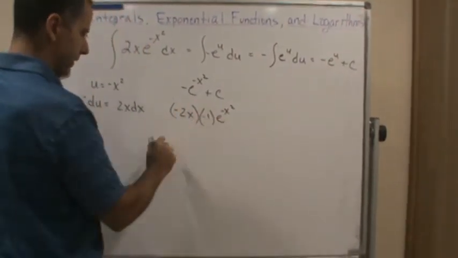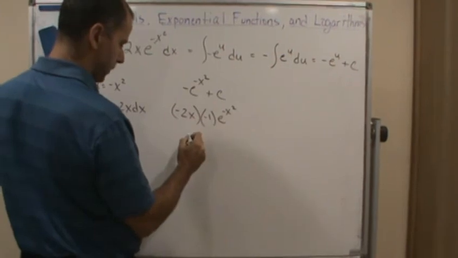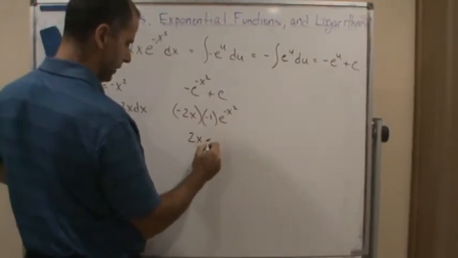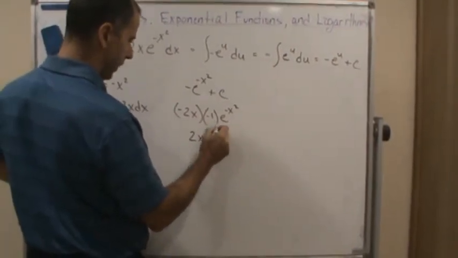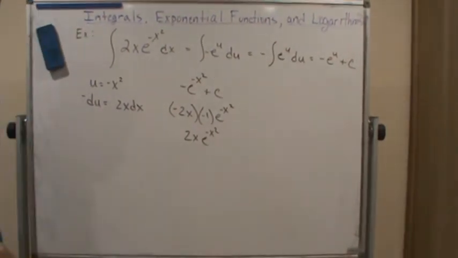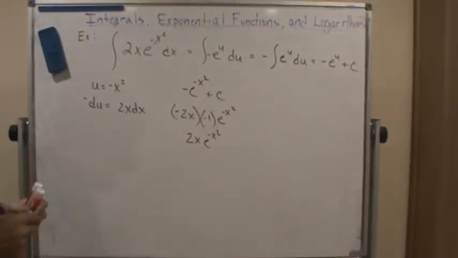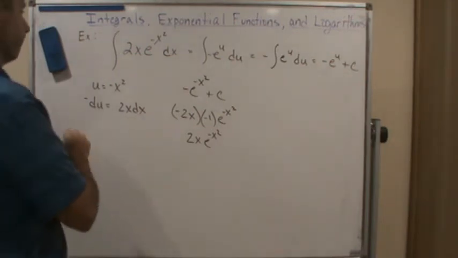Well, if I simplify this, the negative times the negative becomes positive, and I get 2x e to the negative x squared, which is what I started with. So we did it right, okay? So when in doubt, just, again, check it out.